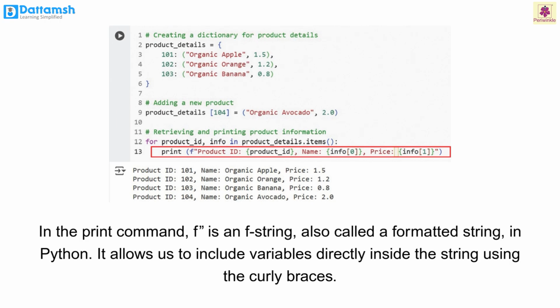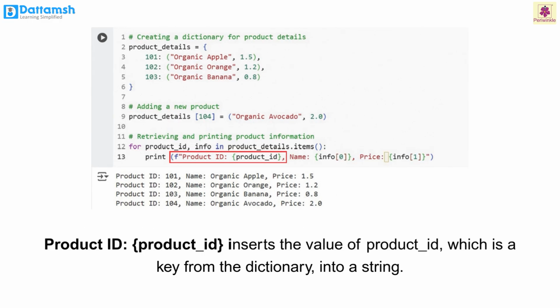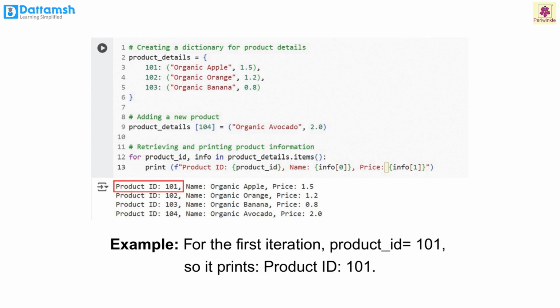In the print command, f is an f string, also called a formatted string in Python. It allows us to include variables directly inside a string using curly braces. Product ID inserts the value of product ID, which is a key from the dictionary, into the string. For example, for the first iteration, product ID is equal to 101, so it prints product ID 101.